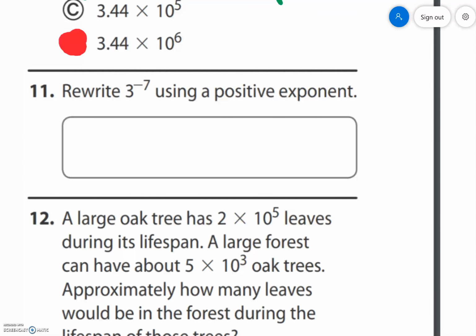11. Rewrite 3 to the negative 7 using a positive exponent. Remember, negative exponent property. Put it over 1. Flip the fraction. Lose the exponent. Sorry, the negative.